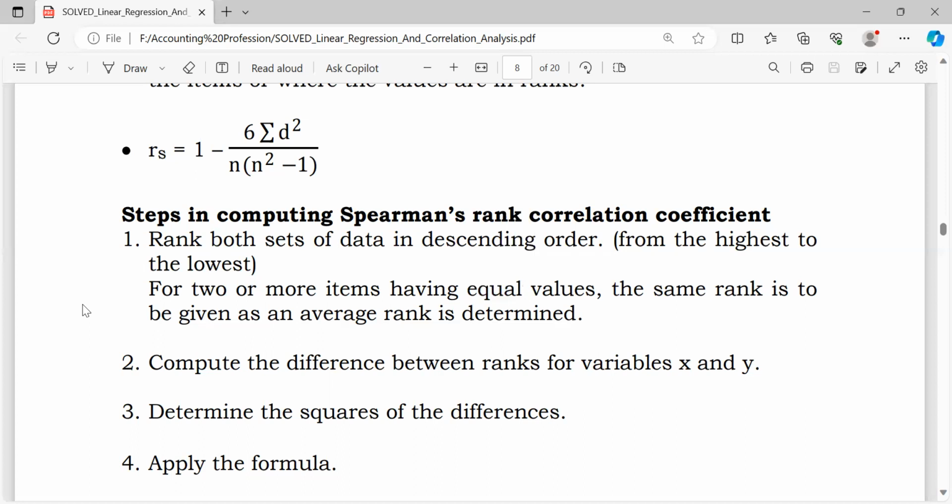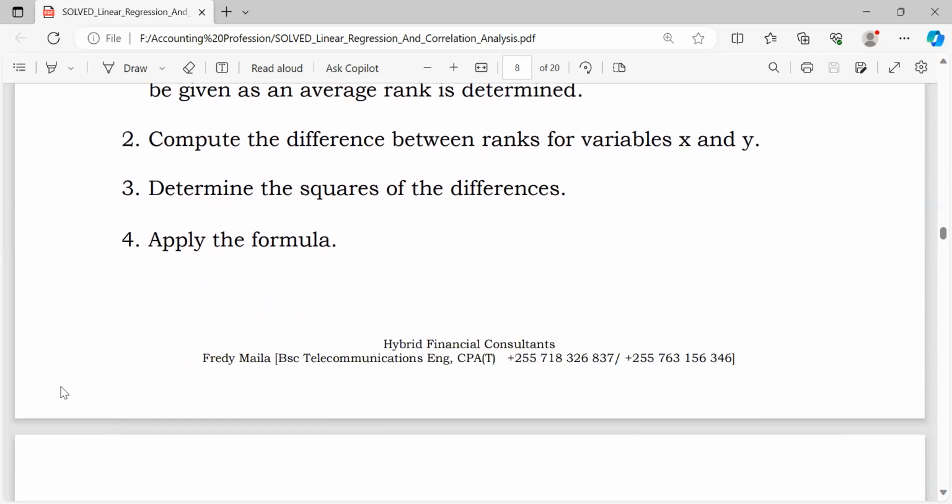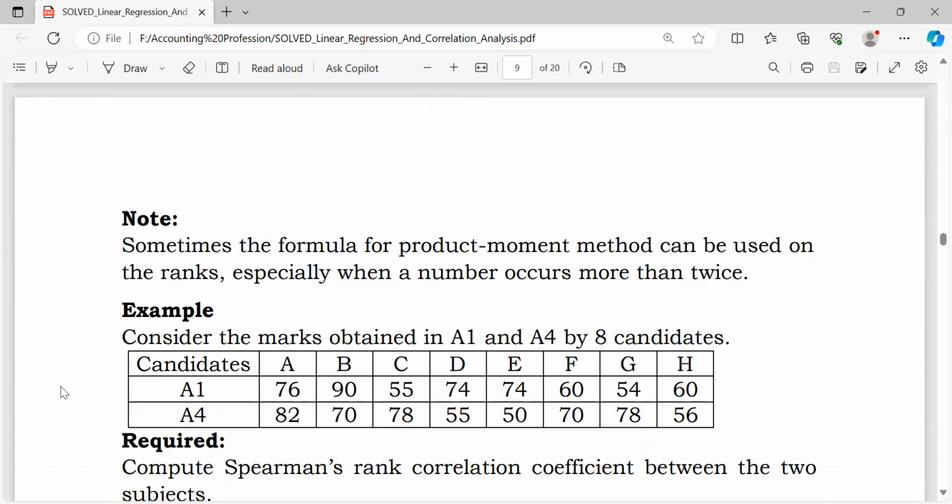Okay, so after having the ranks, you have to compute the difference between the ranks for variables x and y. I just presume the variables to be x and y. And that difference constitutes this d here. So all we need right now is just the square of this d. That's why we say determine the squares of the differences to get the d squared, right? After that, you sum them and then you apply the formula, something like that. All right, now let's move to an example.